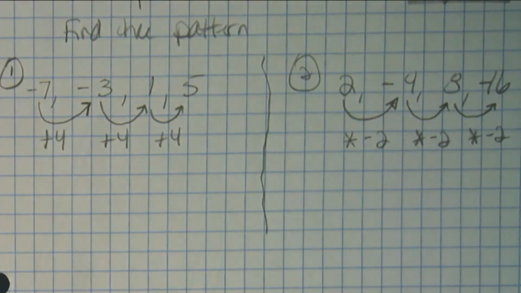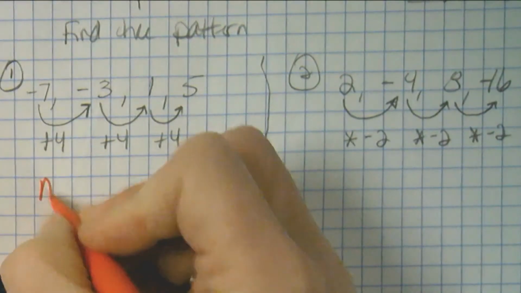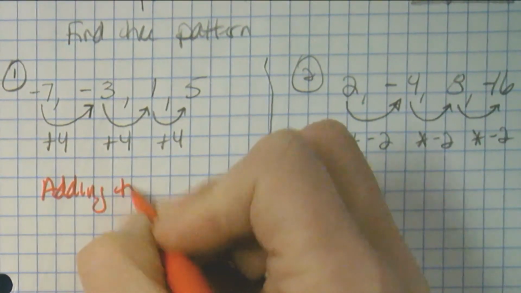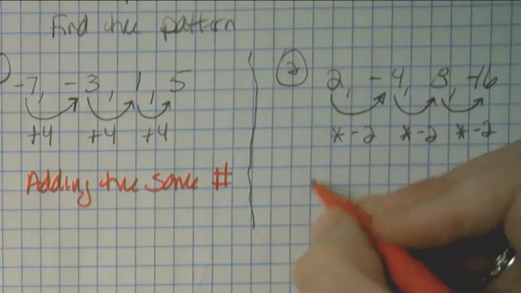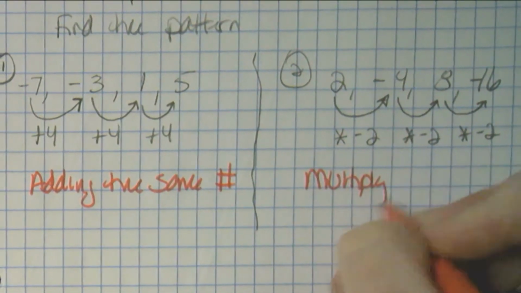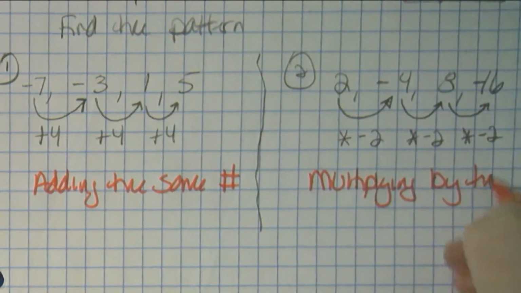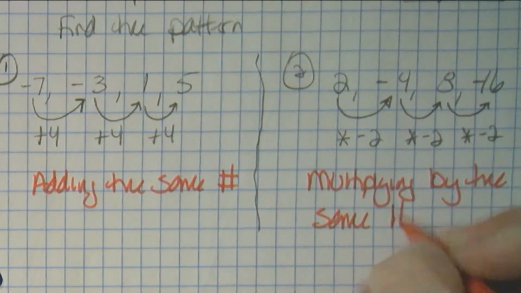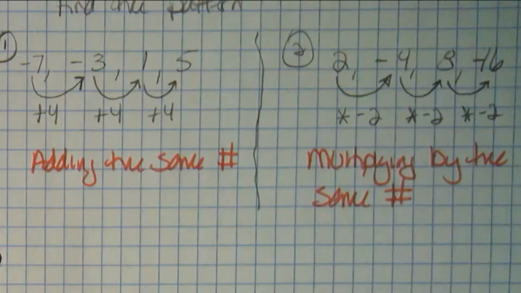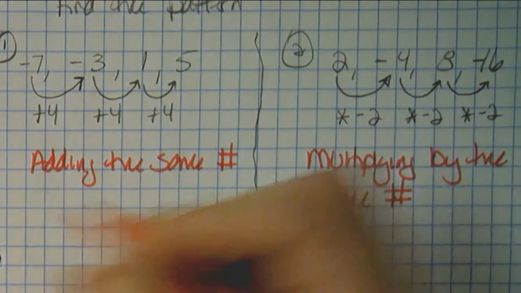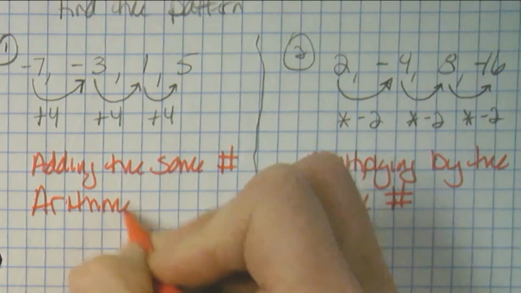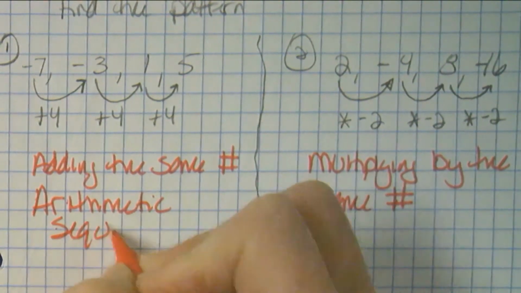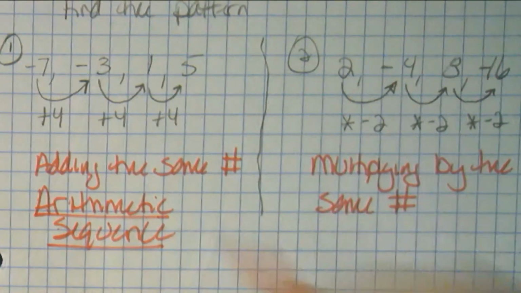So I want you to compare what's happening. In that first one, we are adding the same number. In the second one, we are multiplying by the same number. How many of you guys see that basic difference between them? All right, this first one is called an arithmetic sequence.